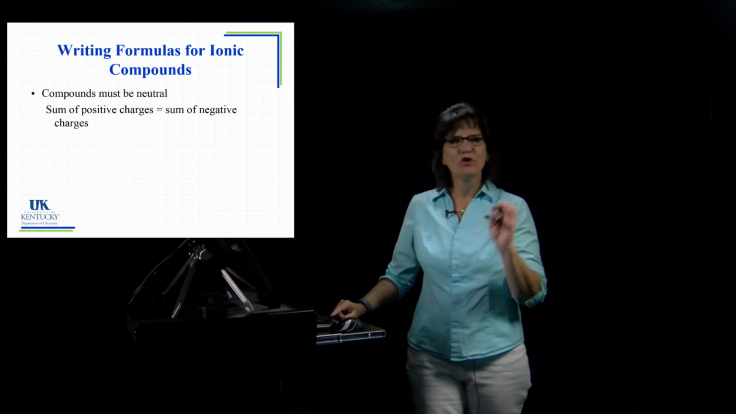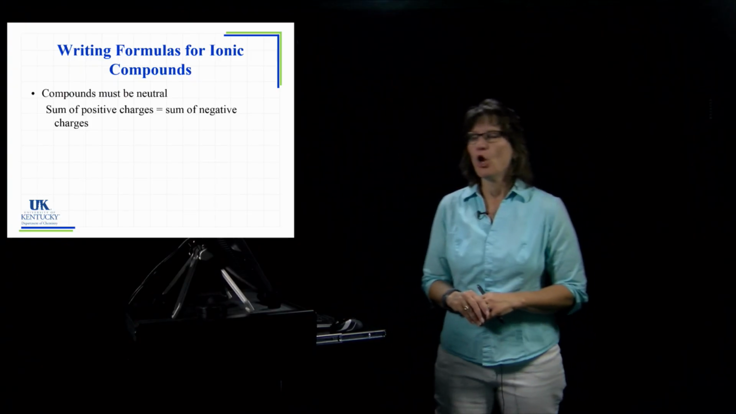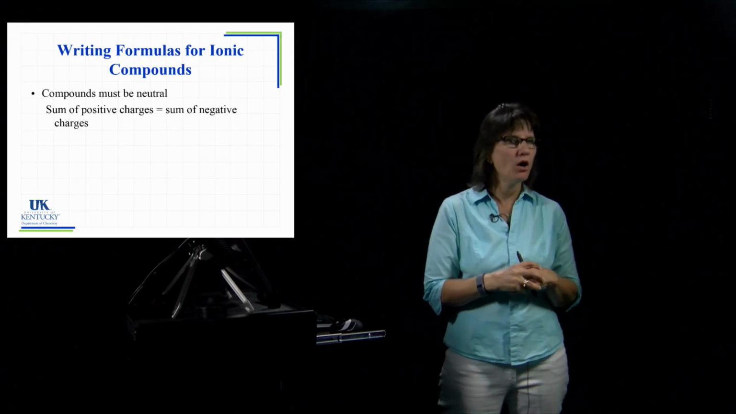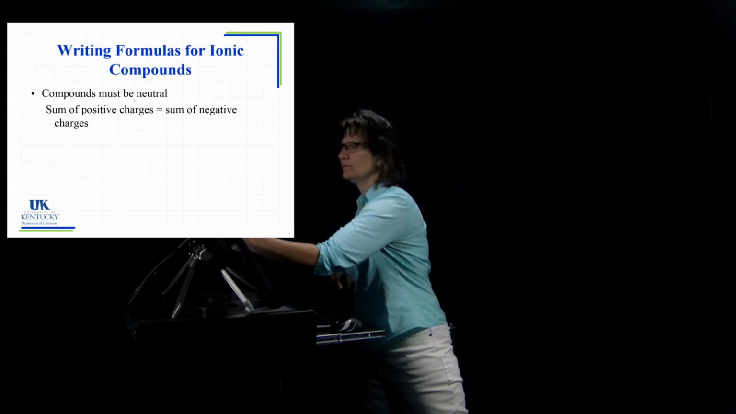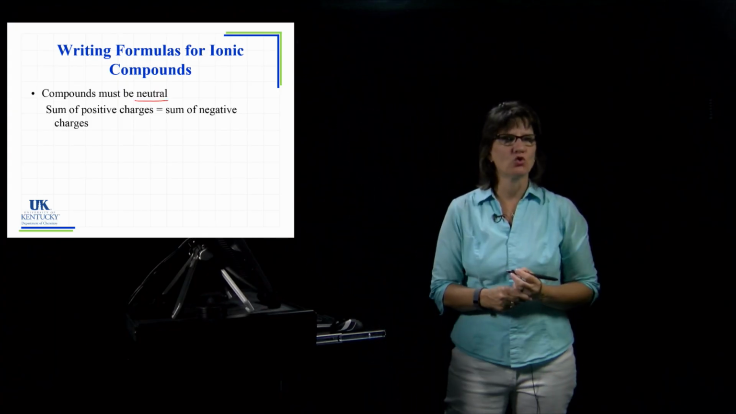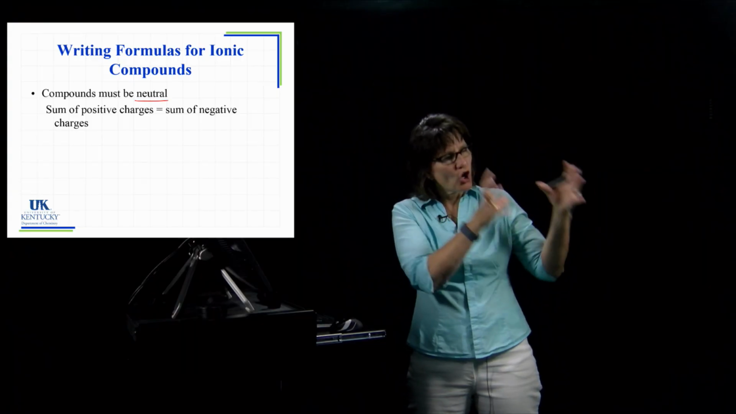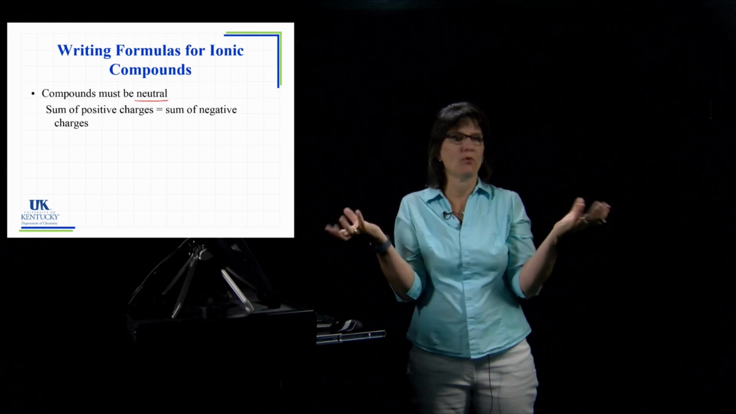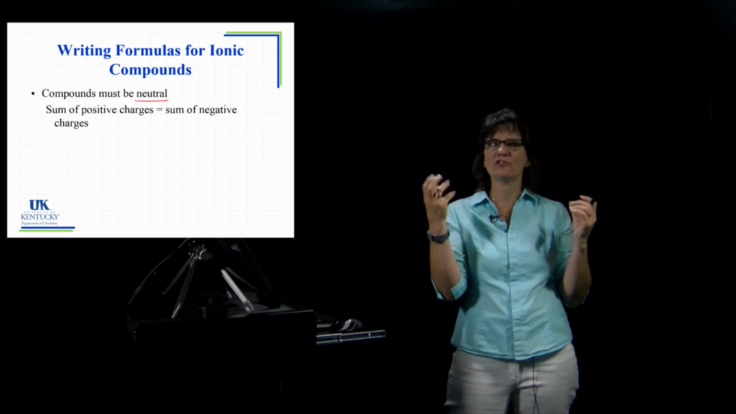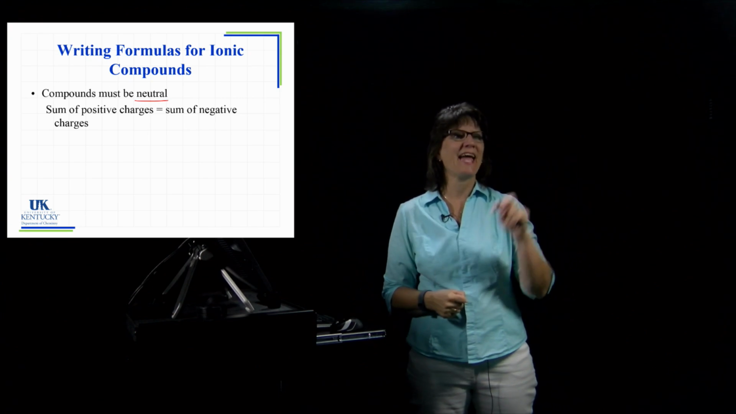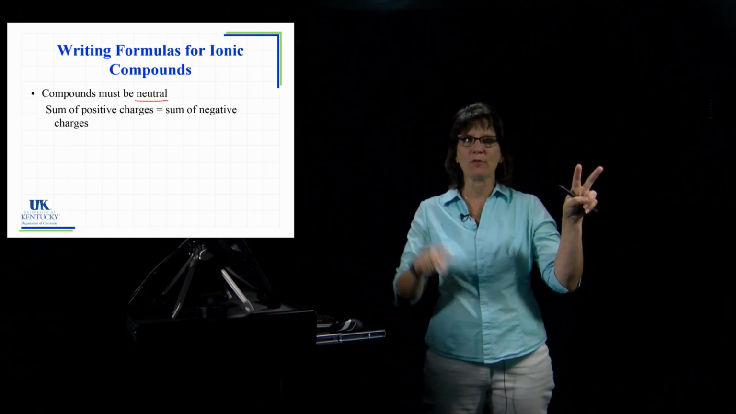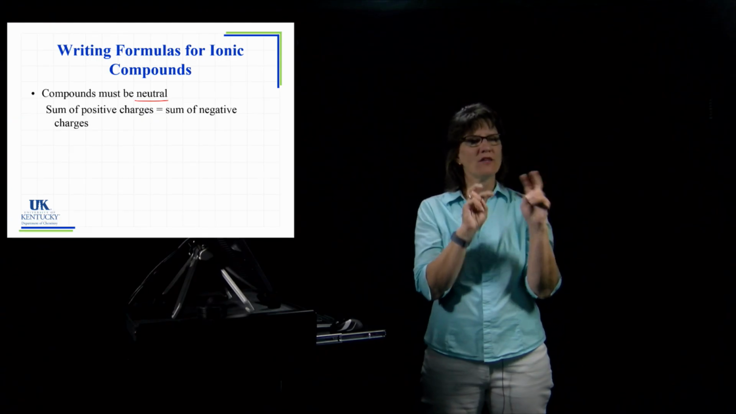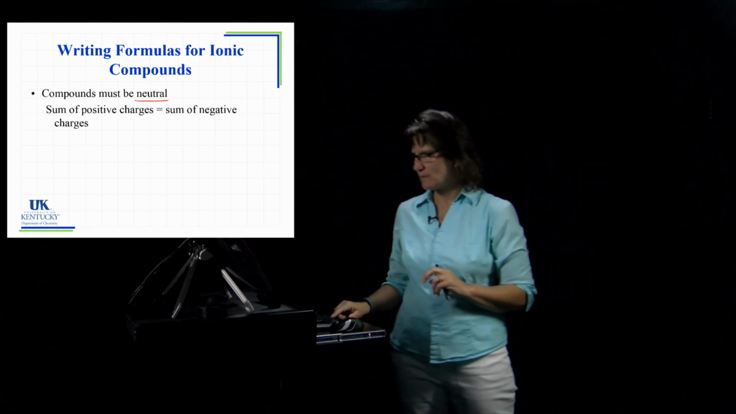So to write a good formula for an ionic compound, we have got to make sure the compound is neutral. Compounds are always neutral, right? Now, how do we make it neutral? Well, we have to make sure that the charges of the cations and the charges of the anions add up to the same number. So there's the same number of positive charges as there are negative charges. Let's say I've got a cation with a +2 charge and an anion with a -2 charge. Then a 1-to-1 ratio would make it neutral. You have as many positive charges as you have negative charges.